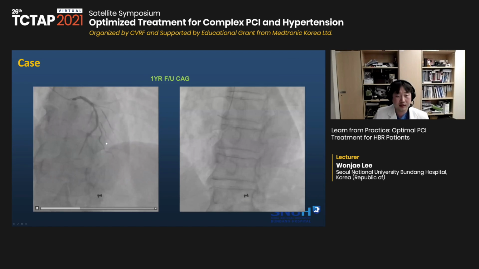And after 1 year, we decided to just give DOAC to mitigate his high bleeding risk. So this was a 1-year follow-up angio. Some progression in the native vessel here, right here, but the stented region looks similar to the final result before, and the RCA did not have significant changes.